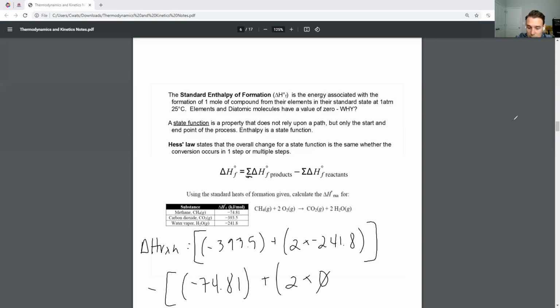plus 2 times 0 for the oxygen. And again, oxygen is 0 because it is a diatomic molecule. That's its standard state. We do not form oxygen. That's just the way it comes.